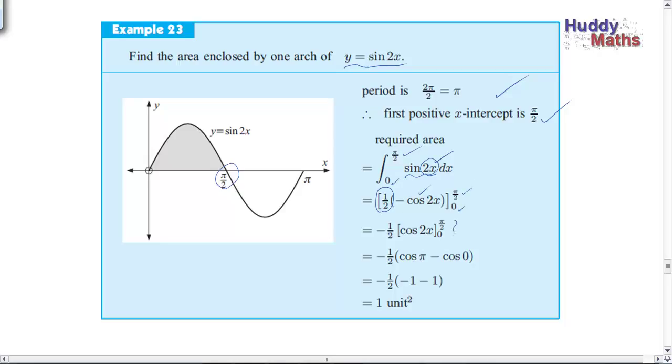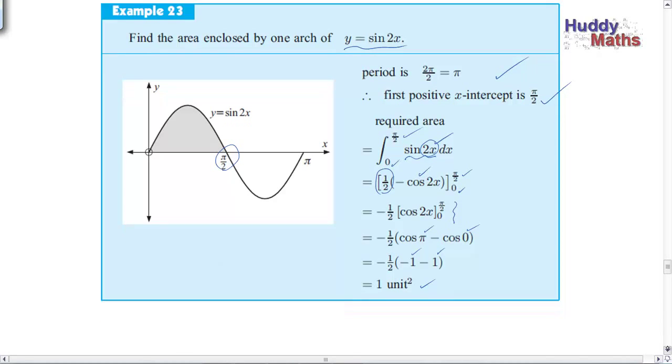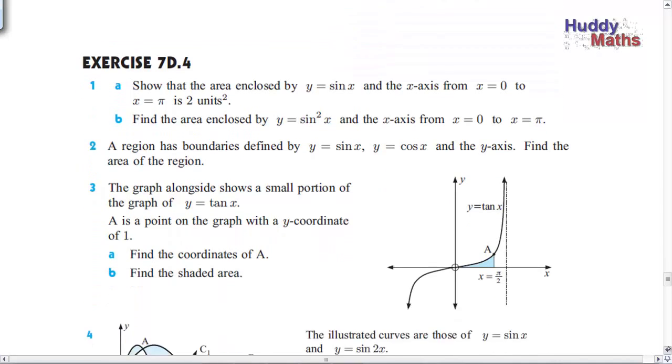Put it in our new notation. Substitute in pi on 2 there. 2 times pi on 2 is pi, minus cos of 0. Cos of pi is neg 1. Cos of 0 is 1. So it's neg 1 take 1, is neg 2, times a half is 1. So it's coming out nice and positive as we would expect. Positive rectangle heights there.